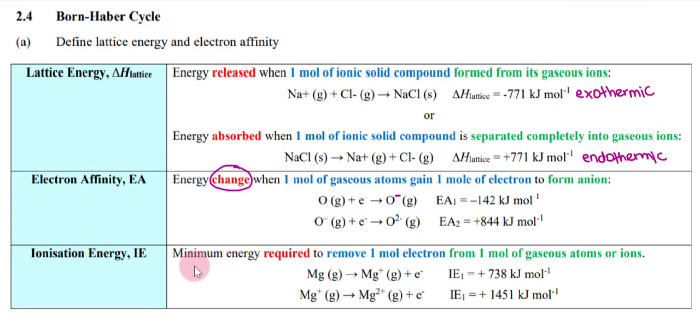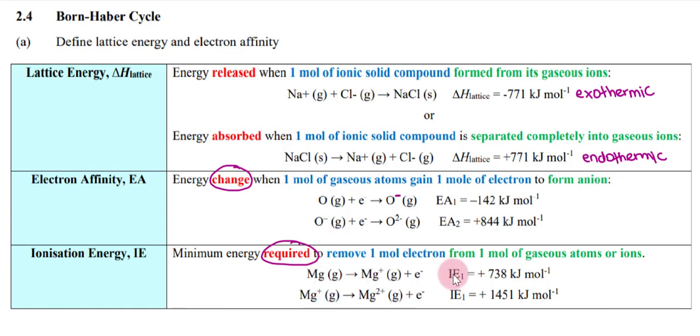For the ionization energy, it is the minimum energy required to remove 1 mole of electrons from 1 mole of gaseous atoms or ions. So this one is basically the opposite of our electron affinity. For electron affinity, you want to add 1 mole of electrons. For the ionization energy, you want to remove 1 mole of electrons. Since you want to remove the electron, you will need energy. That's why it is the minimum energy required.